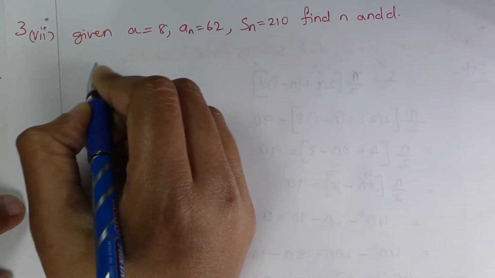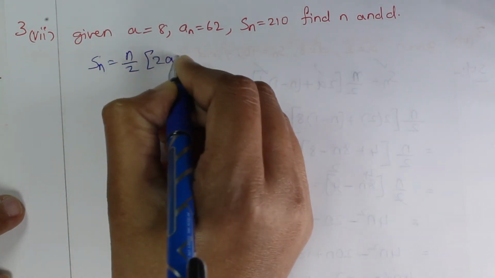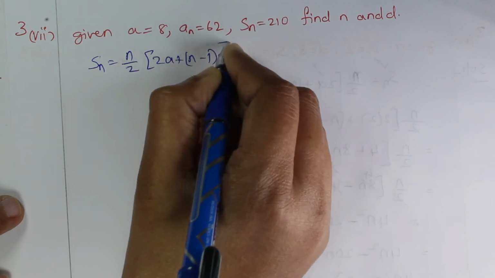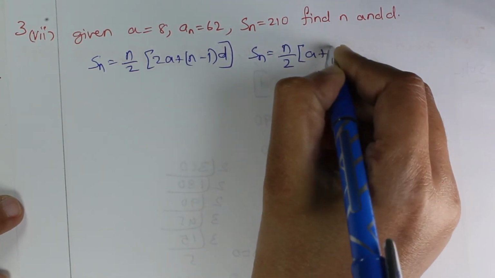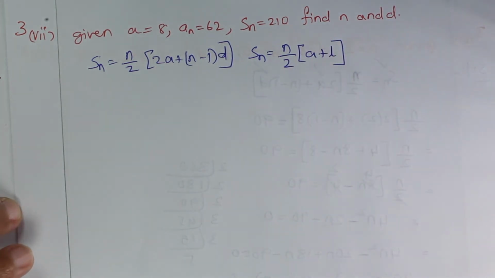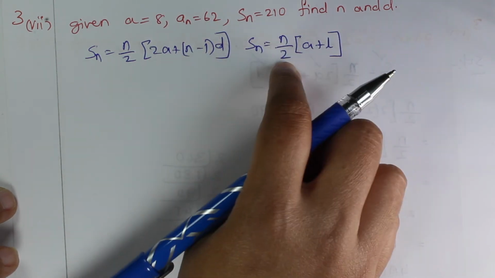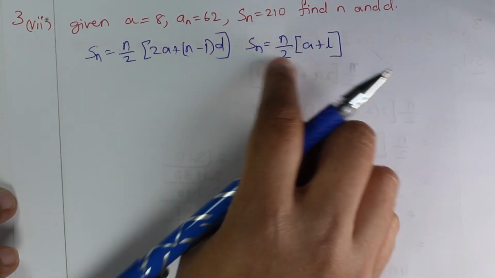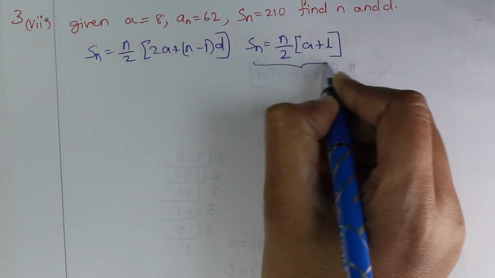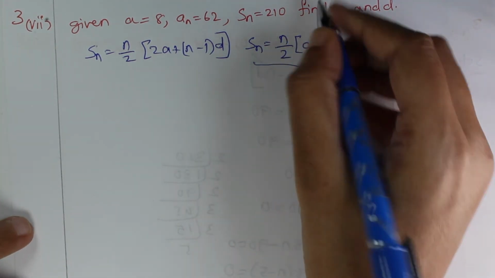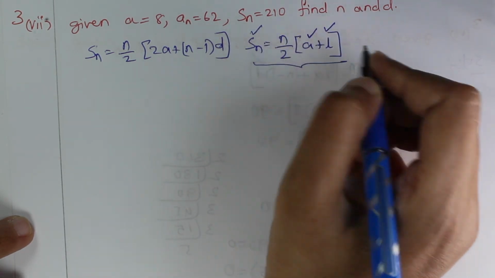We have two formulae for calculating Sn, right? One is Sn is equal to n by 2 into (2a plus (n minus 1) into d). The other formula is Sn is equal to n by 2 into (a plus l). Here l is the last term. So which formula should we use for calculating n? You are right, we have to use Sn is equal to n by 2 into (a plus l), because we know the first term and the last term, and Sn, so we can calculate the n value easily.